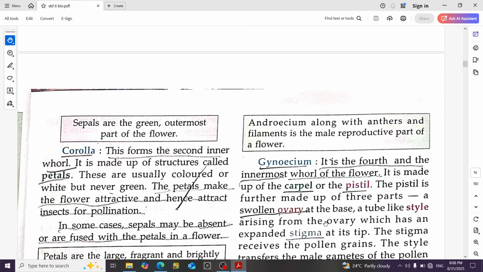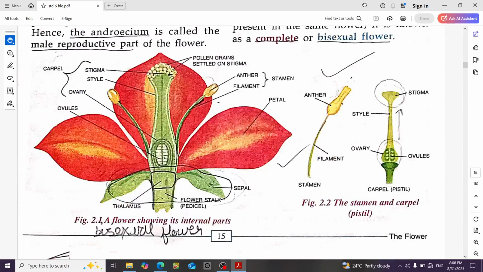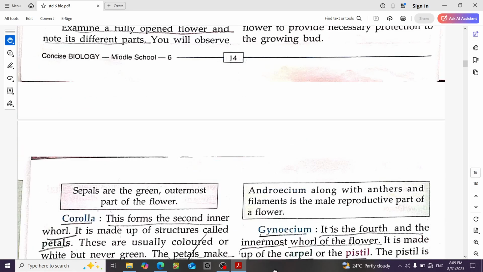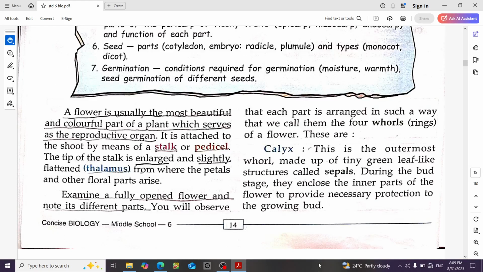So look at this picture here. Here we have the outermost part. Here we have the thalamus and then the green part. They are called the sepals. Above that we have petals which are colored. Then we have the male and female parts which we are going to learn now. Flowers also have male and female parts. During the bud stage, they are enclosed in the inner part of the flower to provide necessary protection for the bud.